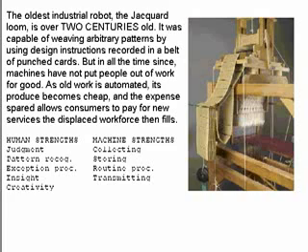You might be quite surprised at how very long we've dealt with the issue of automation of work, at least in certain sectors of the economy. It turns out that the oldest industrial robot, the Jacquard loom, is over two centuries old. A model is shown here on this page. It was capable of weaving arbitrary patterns by using design instructions recorded in a belt of punch cards.